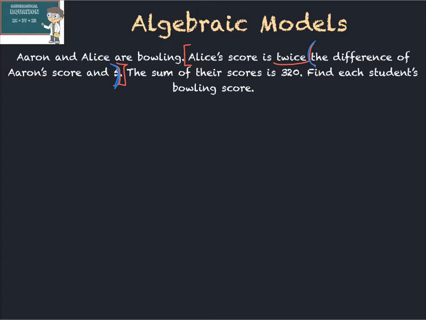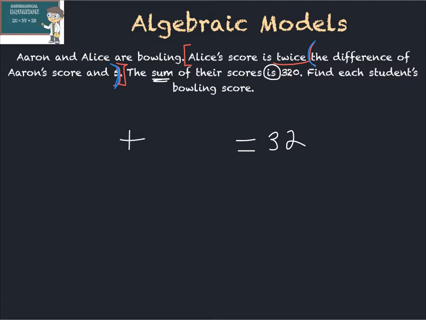Okay, if we keep reading it, it says the sum of their score is 320. Let's stop right there. I know is going to mean equal, and it's going to equal 320. What's going to equal 320? The sum of their scores. Sum means addition. Okay, and what are we adding?